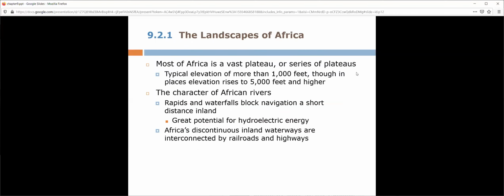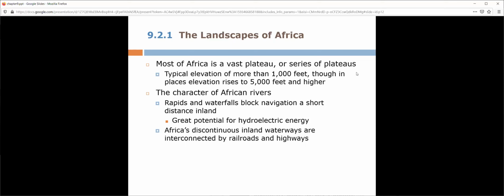That's just a little table of contents slide. The landscape of Africa. What does Africa look like in a physical topography geology sense? Most of Africa in this region is a vast plateau. Plateau meaning flat, essentially, right? Typical elevation, more than 1,000 feet, although you can get somewhat higher.